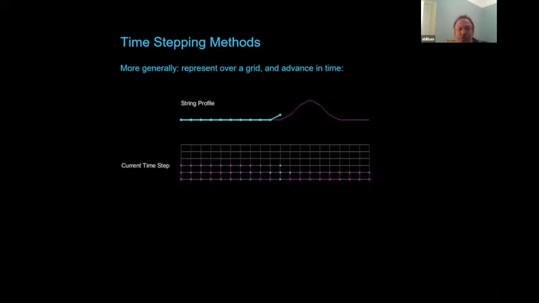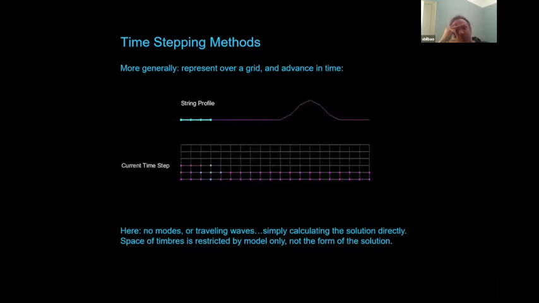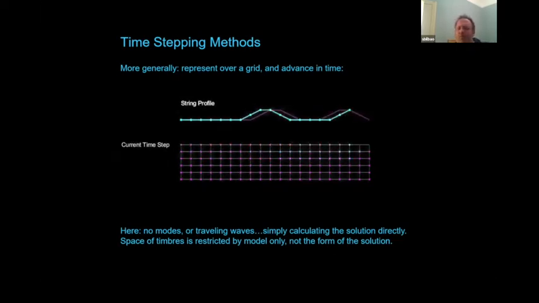So for a string, for example, operating this way might be 100 to 200 times more costly in terms of compute. But it's more general because we're not assuming anything about the solution. We're not assuming that there are modes, and we're not assuming there are traveling waves. We're just naively computing a solution. And what this means is that the space of timbres that you can reach is wider.